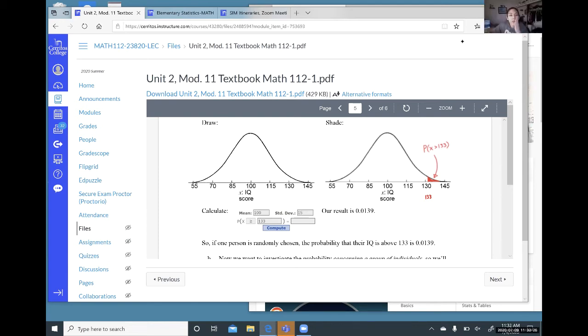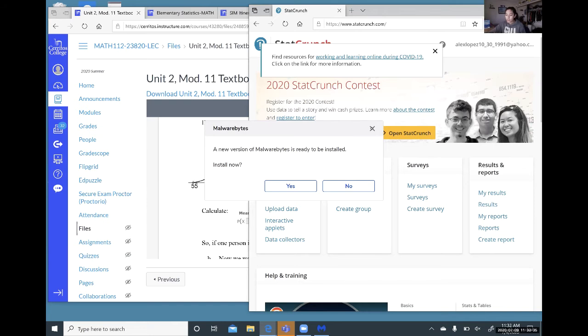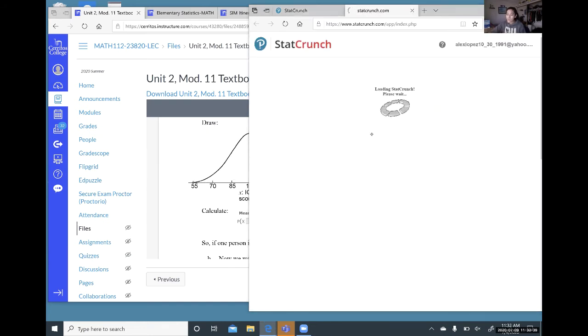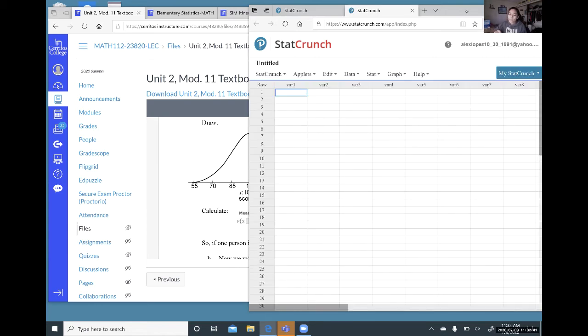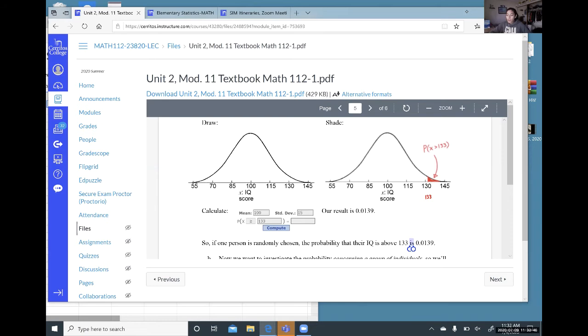All right, guys, so we were here. We just want to check this on StatCrunch. So in this example, we were trying to figure out the probability that somebody has an IQ bigger than 133, with a mean of 100 and standard deviation of 15.